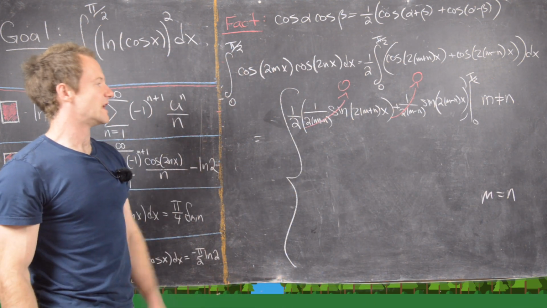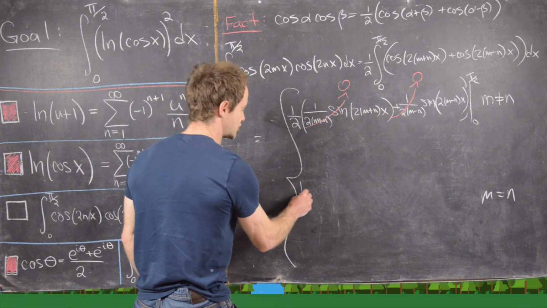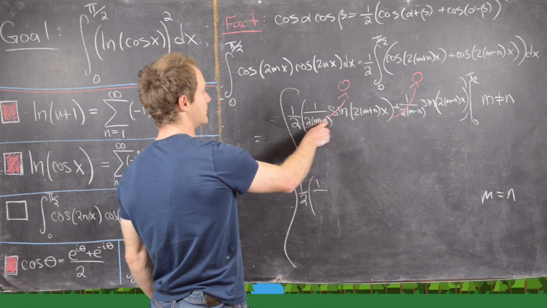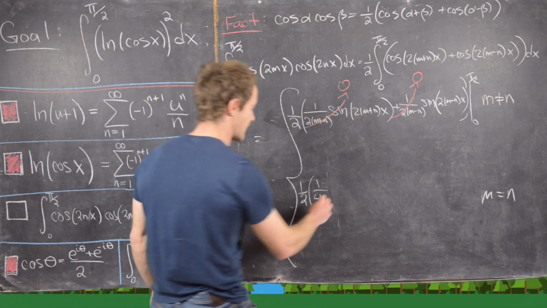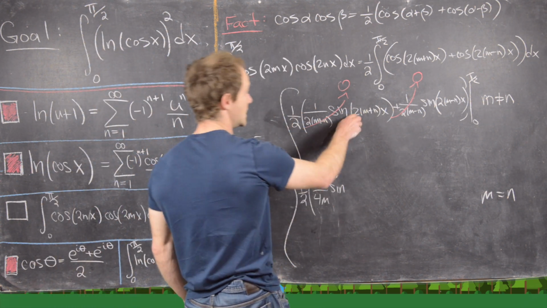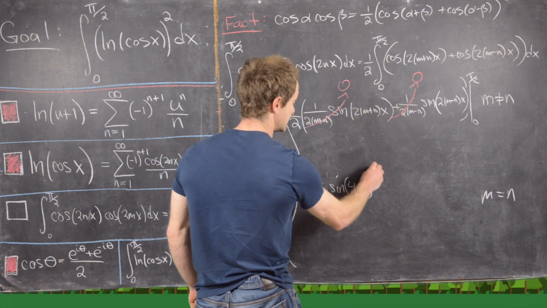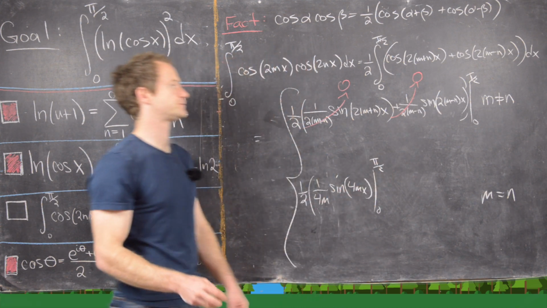Okay, great. Now if m equals n, we have the first term is essentially the same. So this is going to be 1 over 2(m plus m), so that's going to be 4m. And then we have sine of 2(m plus m) times x, so in other words, 4mx. We're going to go ahead and evaluate that from 0 to pi over 2.